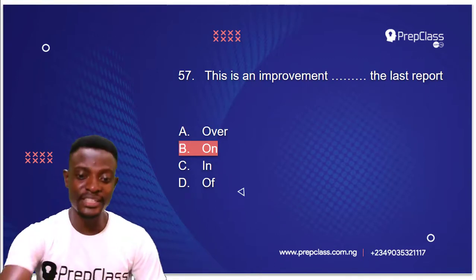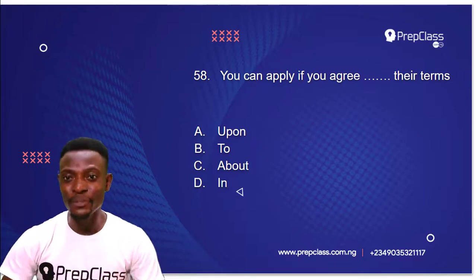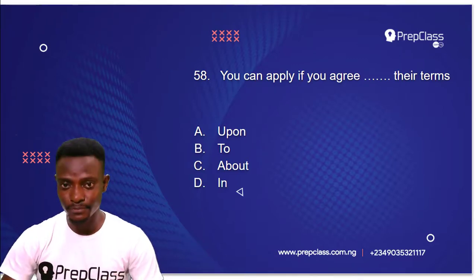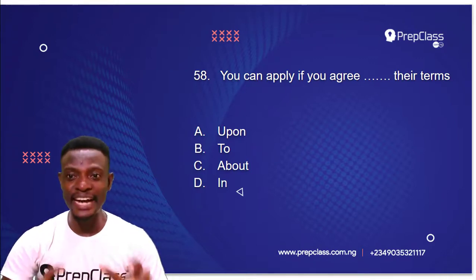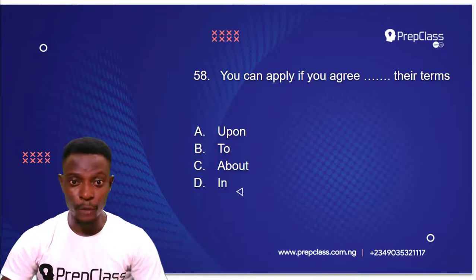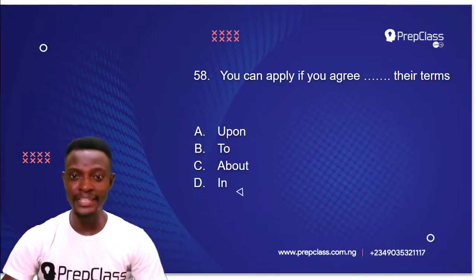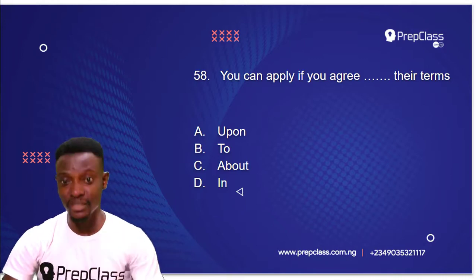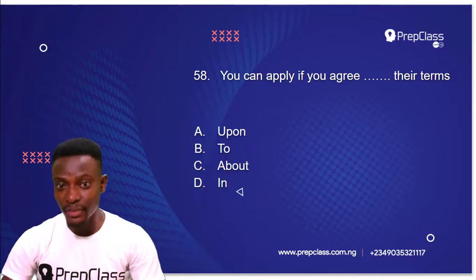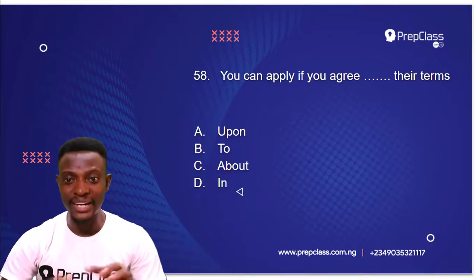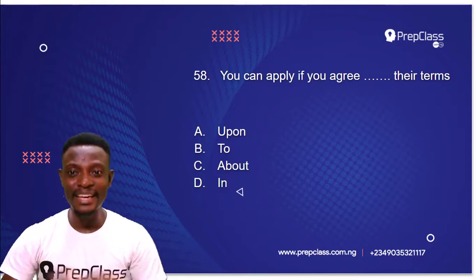Okay, moving on to the next question, question 58. Remember, we have to select the option that best completes this sentence. Question 58 reads, you can apply if you agree dash their terms. So option A, you can apply if you agree upon their terms. Option B, you can apply if you agree to their terms. Option C, you can apply if you agree about their terms. And option D, you can apply if you agree in their terms. Now, which of these options will best complete this sentence?